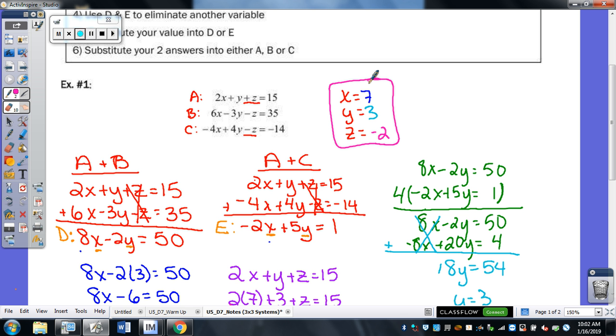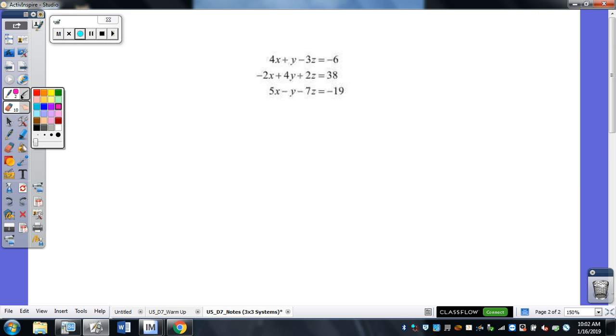All right, let's try another one. All right, so again, first thing we're going to do, label A, B, and C.